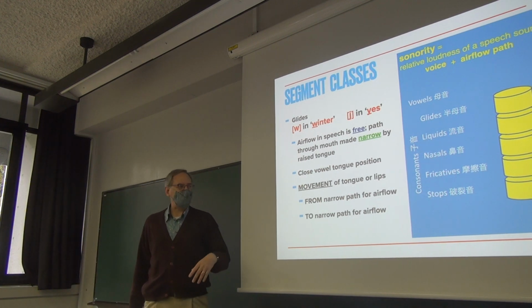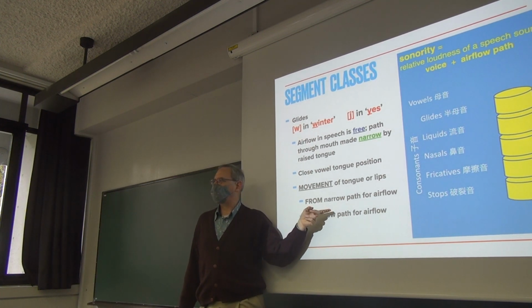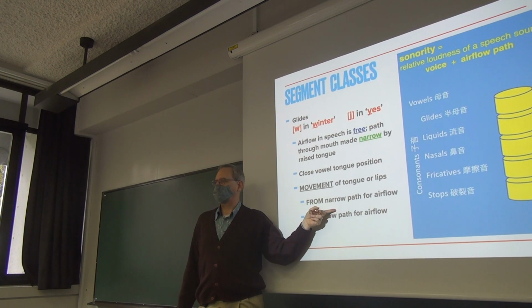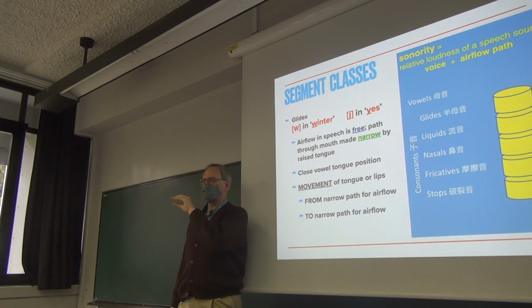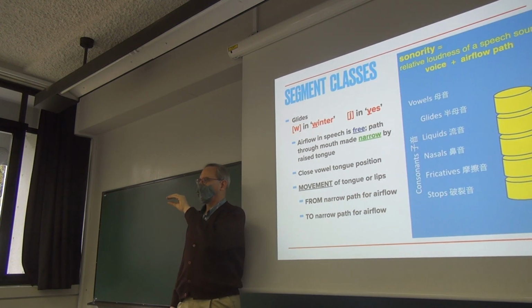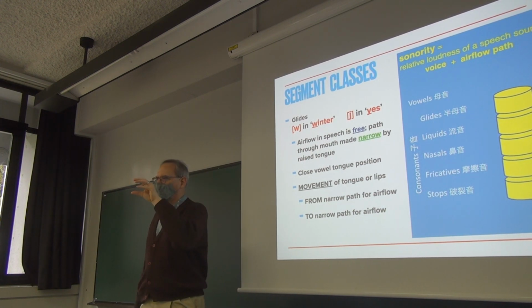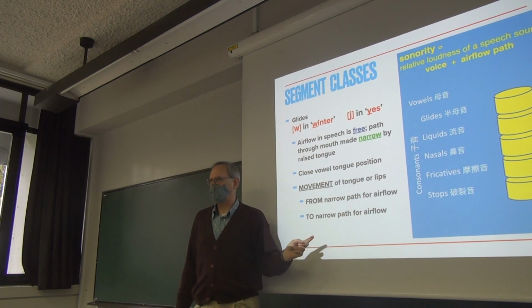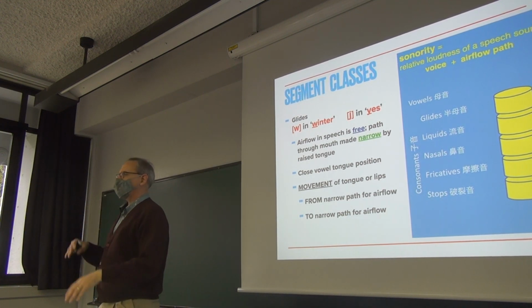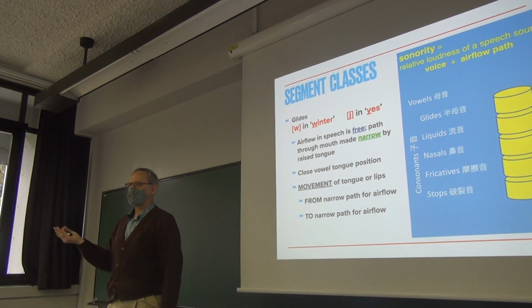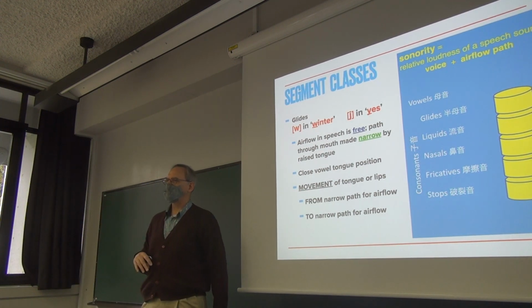And the movement can either be from a narrow path. So when I say winter or white, I'm starting in a narrower position, or it can appear after a vowel. So when I say now, I can move to a narrower airflow path. So a glide can appear before a vowel or after a vowel.